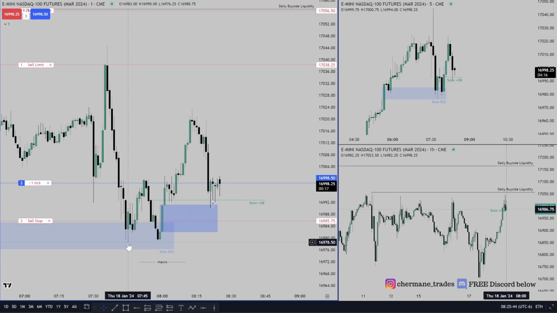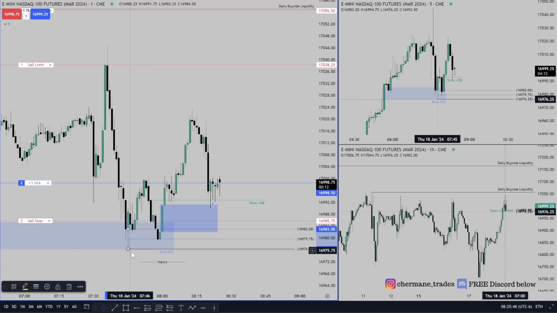And if you take this wick and you measure the halfway point, its consequent encroachment, you can see the bodies respecting that beautifully there. And then we rally. So beautiful price action there, algorithmic. This is what I like to see.